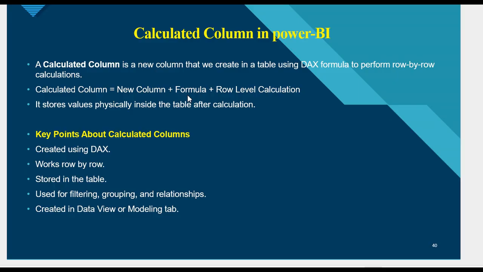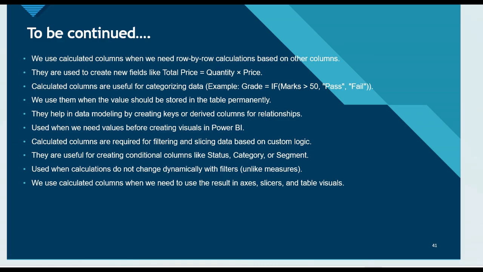Hello everyone. In this session, I am going to explain about calculated columns in Power BI. A calculated column in Power BI is a column created using a DAX formula based on the existing table data. It is calculated row by row and stored in the data model permanently. Calculated columns are created in Data view using the New column option.